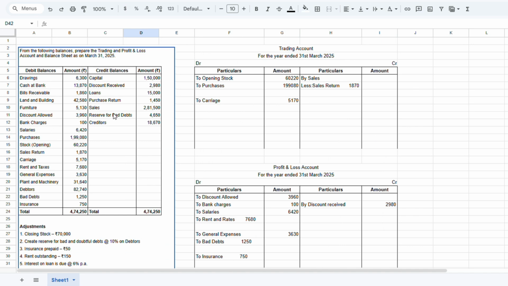We'll record it in the inner column 15,000 because we have adjustment. Next, purchase return 1,450. Purchase return we will deduct from purchases, that is from direct expenses. We have already recorded purchases less purchase return, that is 1,450. And purchases we will take in the inner column.